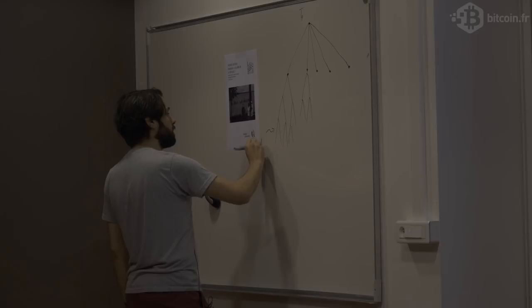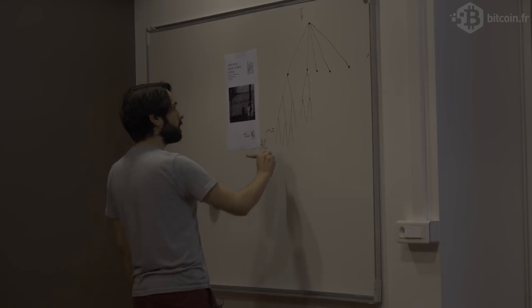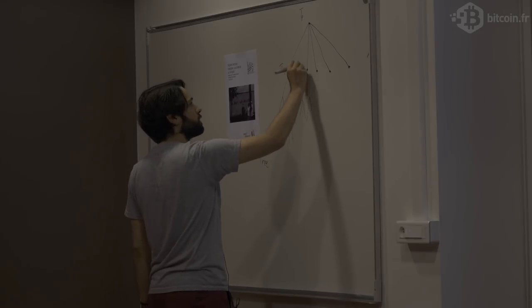So this is an AVL tree. You have T1, T2, etc.